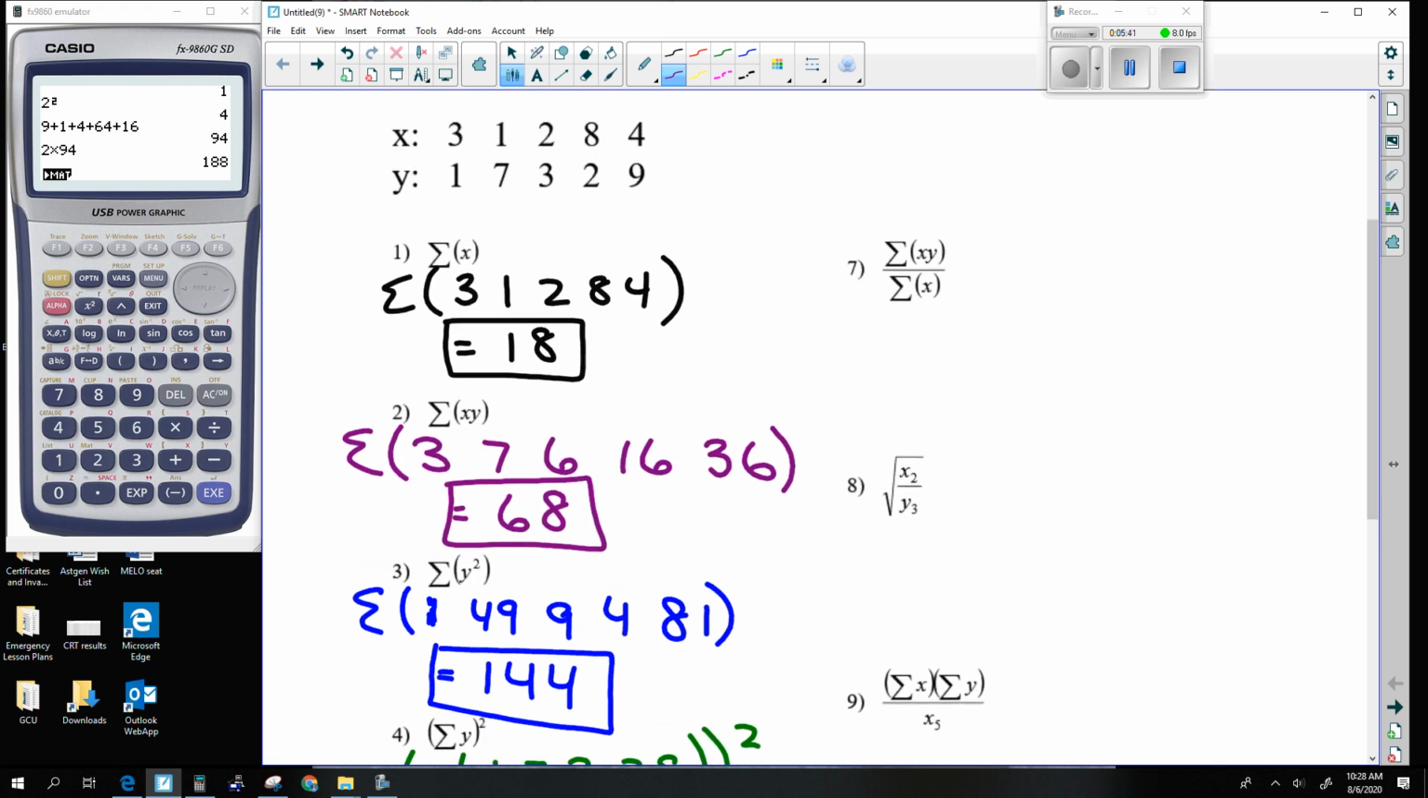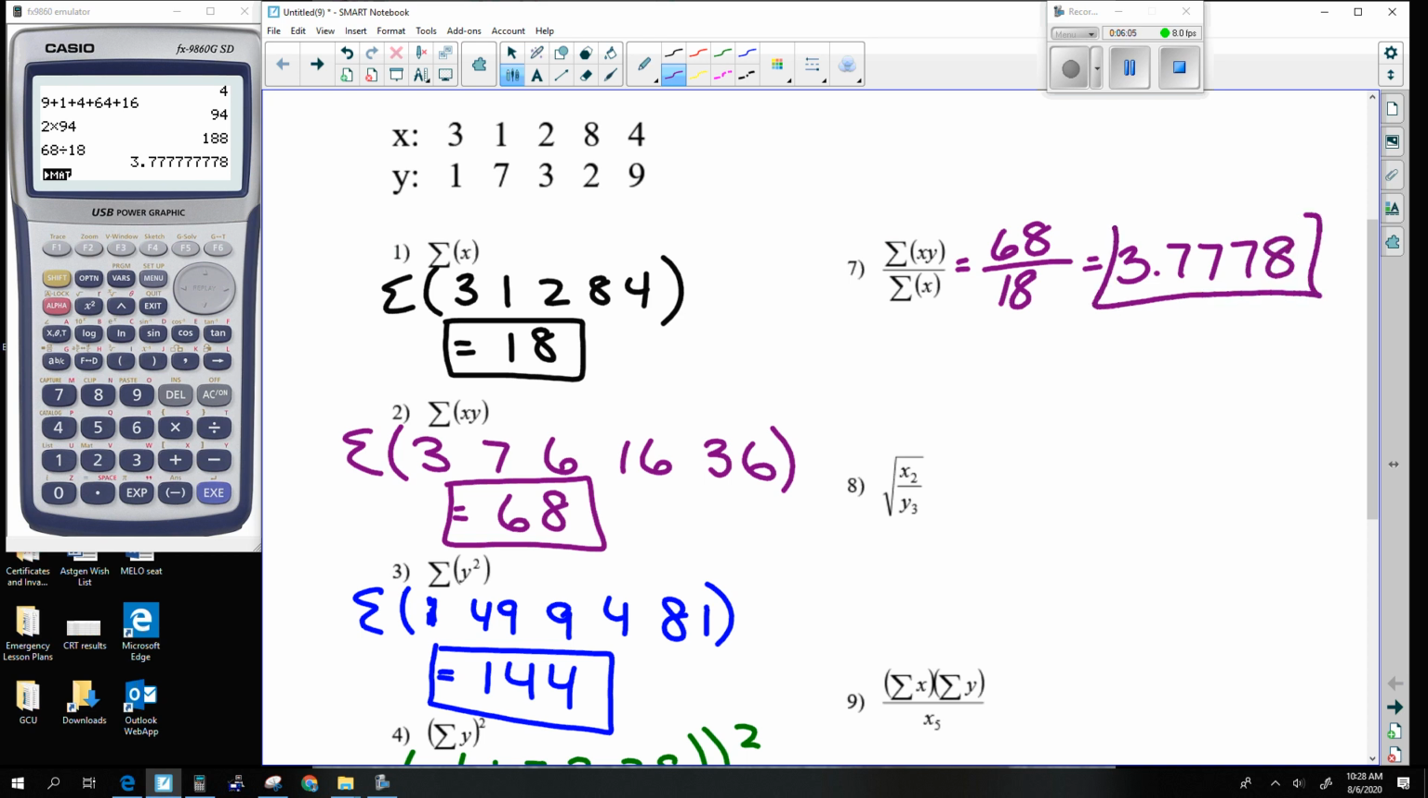All right, so again, if I did number 2 correctly, the sum of x, y should be 68. The sum of x, if I did number 1 correctly, is 18. So 68 divided by 18, 3.777. Notice how the next 7 rounds to 8. Round to 4 decimal places.